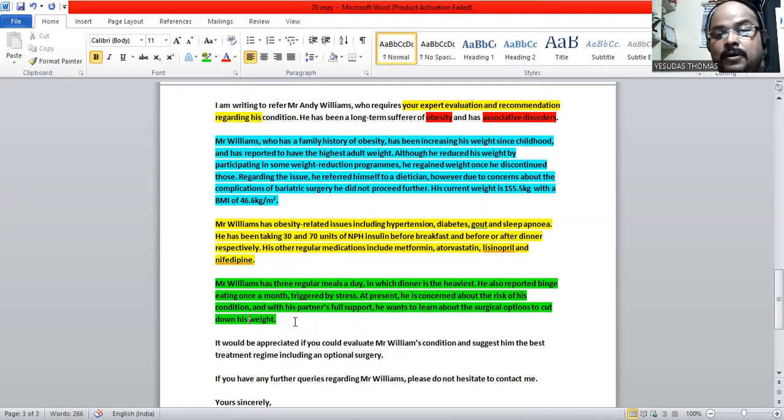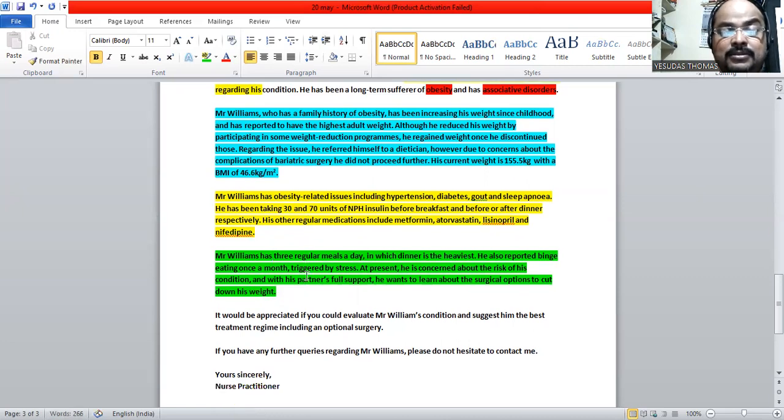So we have made the grammar, editing, everything almost okay. Still, we may have some problems, but the letter looks okay right now. Now, what the doctor has to do, this is something very crucial. It would be appreciated if you could evaluate Mr. Williams' condition and suggest him the best treatment regimen. That's recommendation, including an optional surgery. Suggest, that's it.